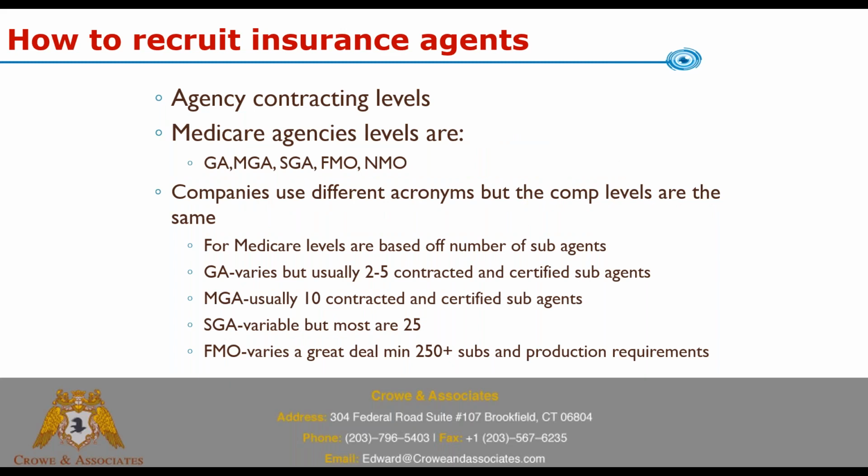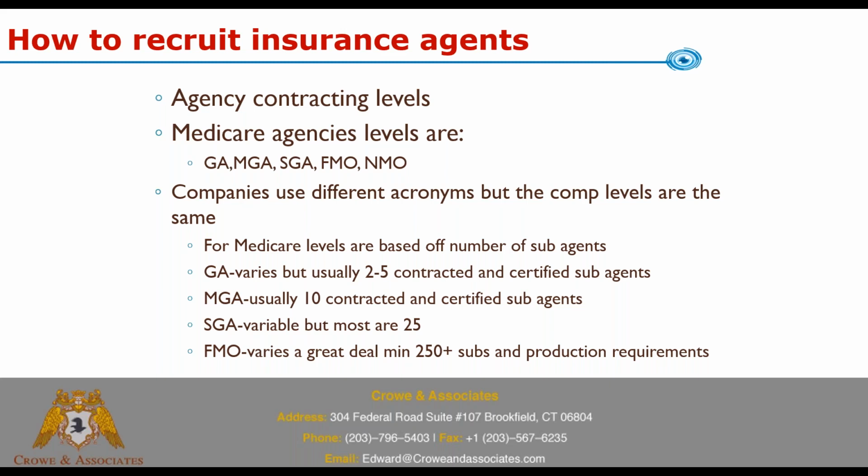So what are the agency levels for Medicare? Well, you have street. I didn't list that there, but you have the street. So that's the full CMS allowable commission for an individual. Then you have the first agency level, which is GA, general agency. MGA is the next level, then SGA, FMO, and then NMO. NMO is the highest level. So, for example, that's what Pinnacle and Crow are at, NMO.